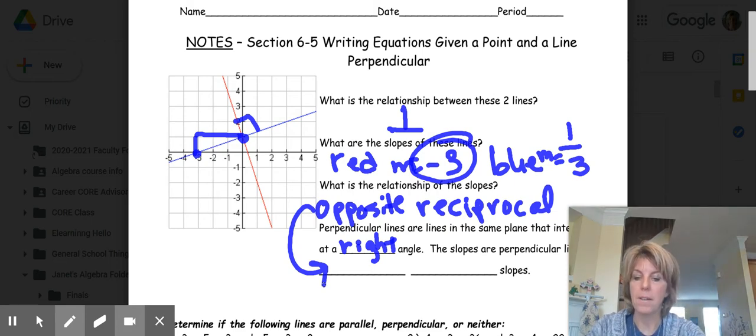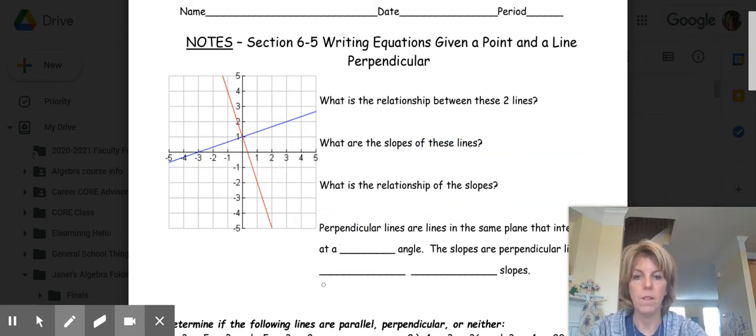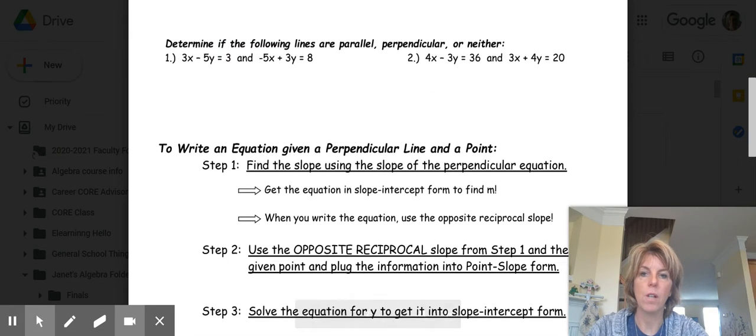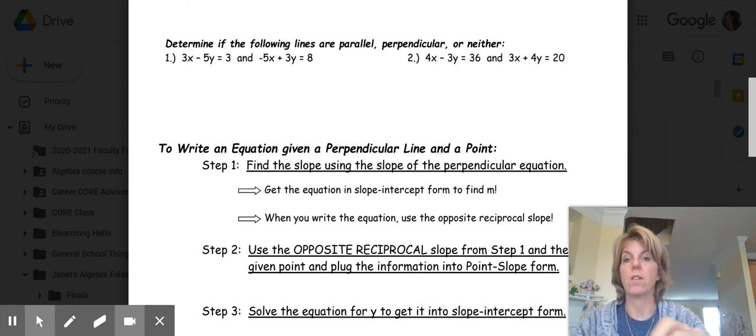So we have to decide, we're given 2 lines, are they parallel, perpendicular, or neither? Now, if they're parallel, the slope will be the same. That's what we did last class. If they're perpendicular, their slopes will be opposite reciprocals. And if it's not either one of those 2 things, then it's neither. So let's take a look at the first one.